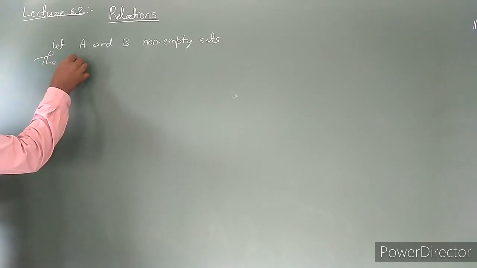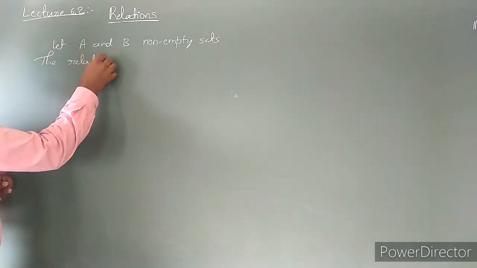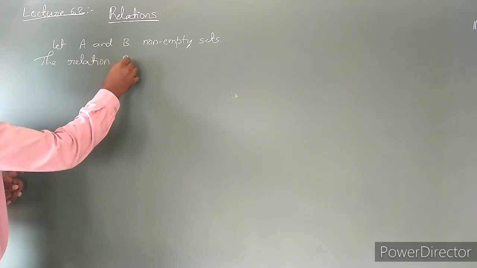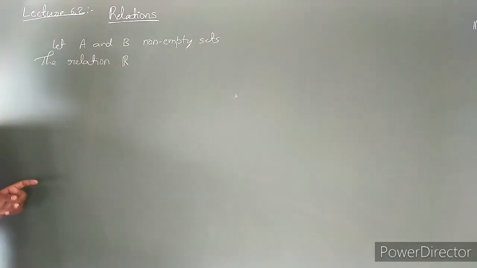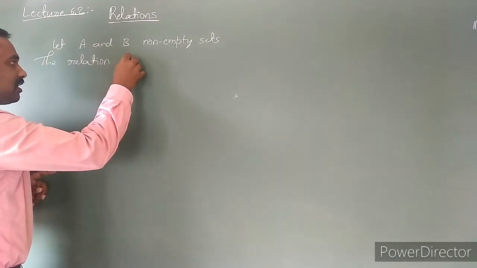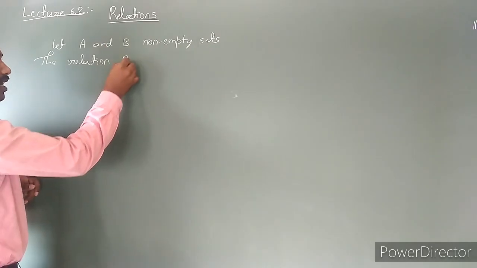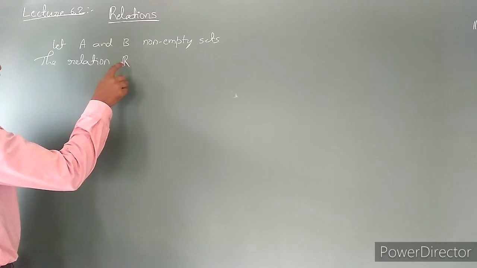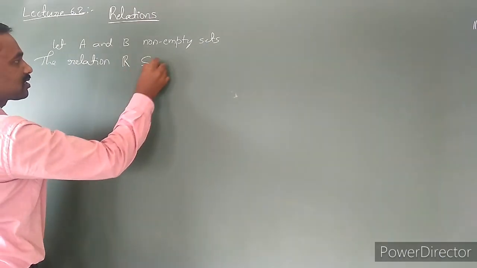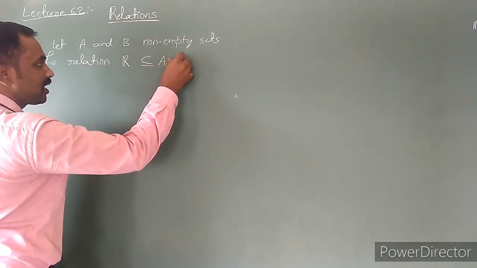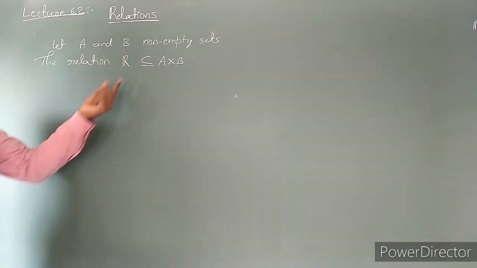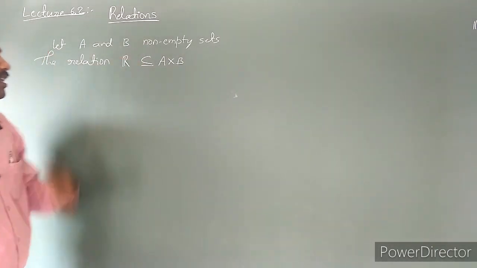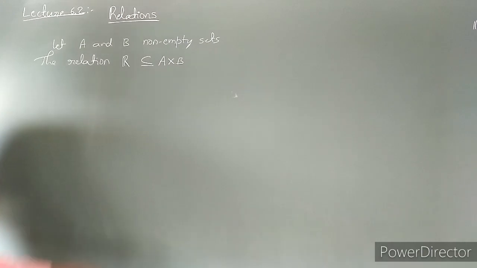Then the relation R. The notation for the relation is R. R is said to be a relation when it is a subset of the Cartesian product A cross B. I got my point. What is a relation?